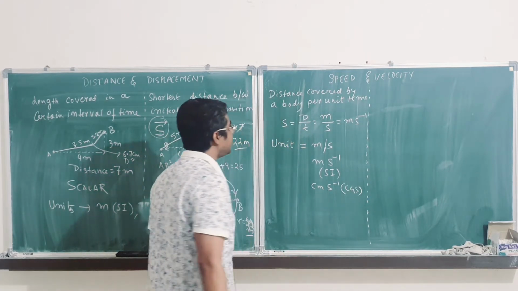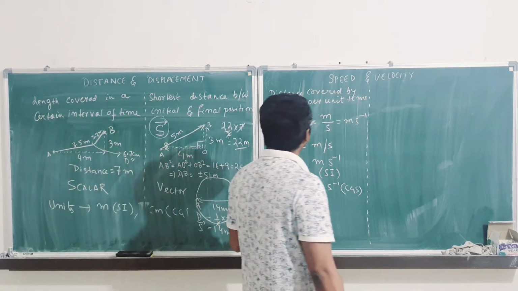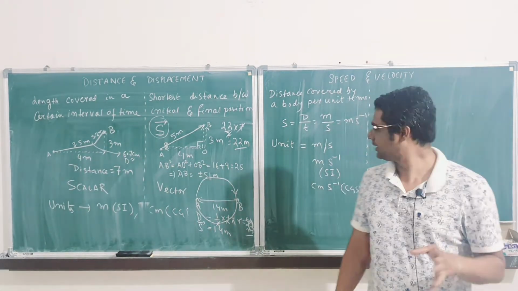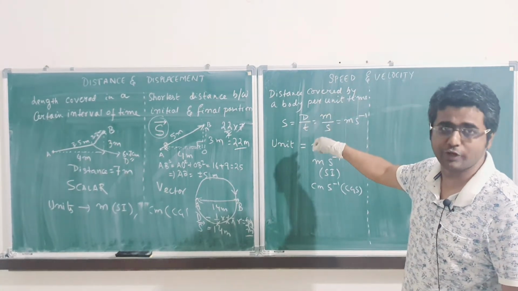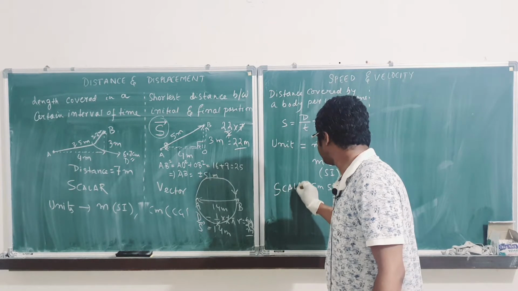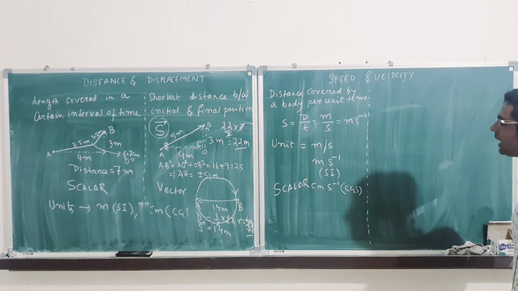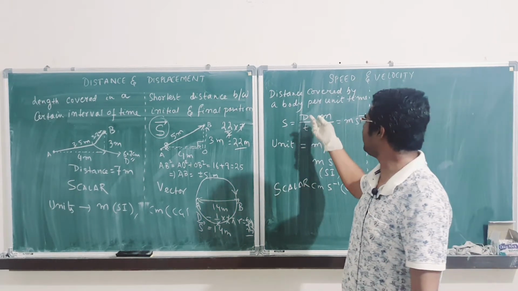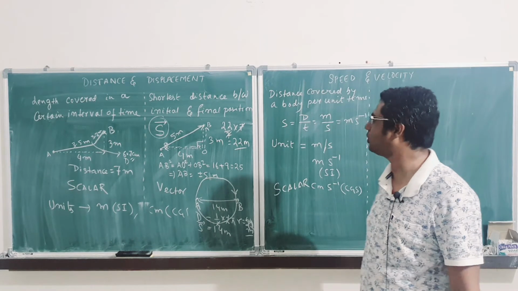Clear guys? So this is what speed is. Definitely speed is dependent on distance. It is a derived quantity. It is scalar. Why is it scalar? Because it depends on time and distance. Both are scalar, right? Time is also scalar and distance is also scalar.